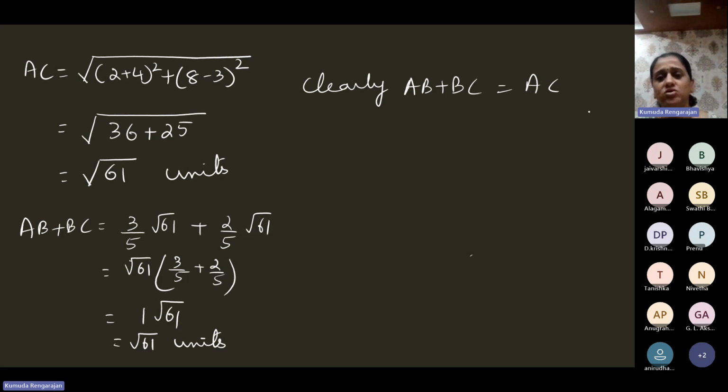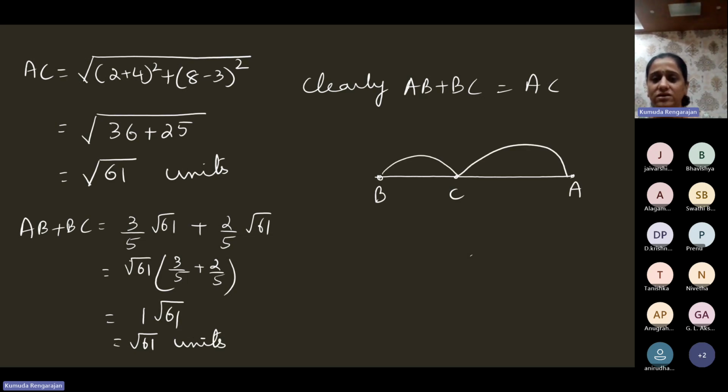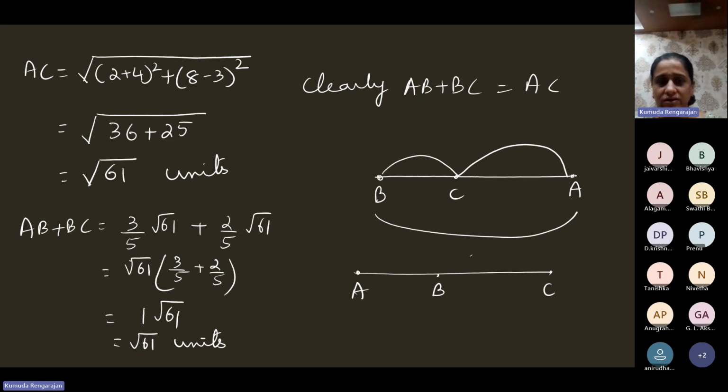Note that it's not necessary that AB plus BC should be equal to AC. If you have B here, C here, and A here, then BC plus AC will be equal to AB. The collinear points need not be in the order A, B, and C. They can be in any order. If the points lie like this, B, C, and A, then BC plus CA will be equal to AB. If you have A here, C here, and B here, then CA plus AB will be equal to BC.